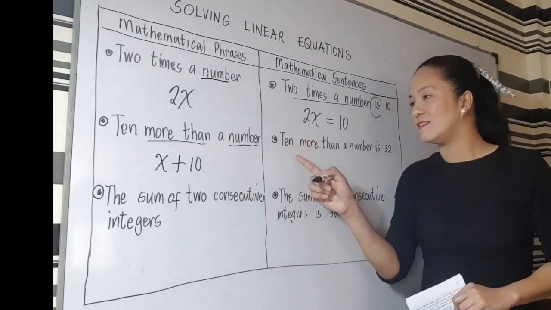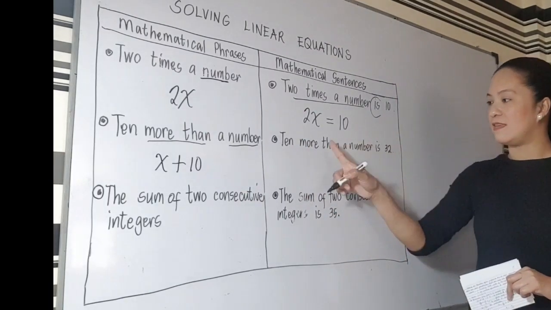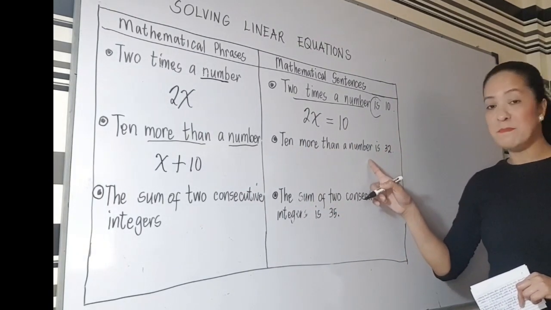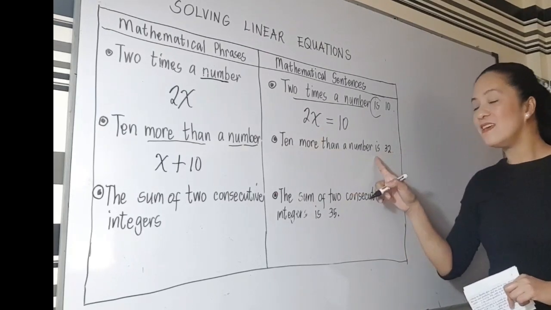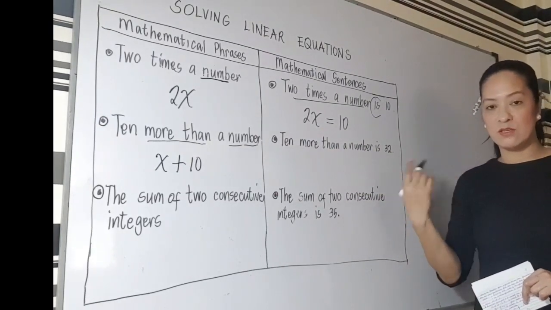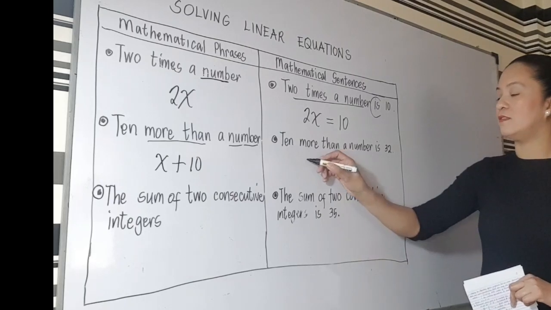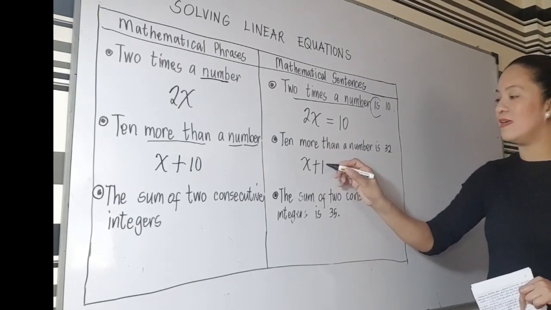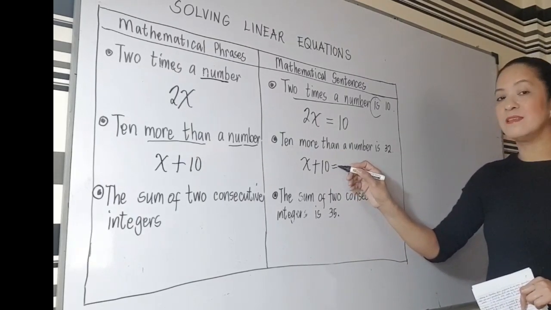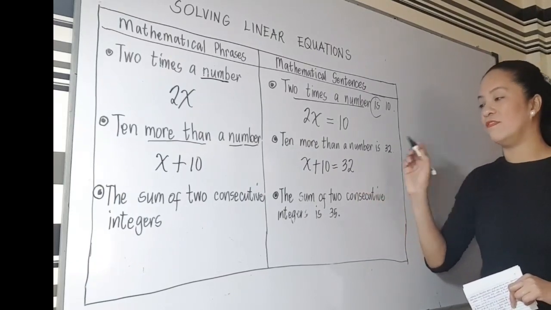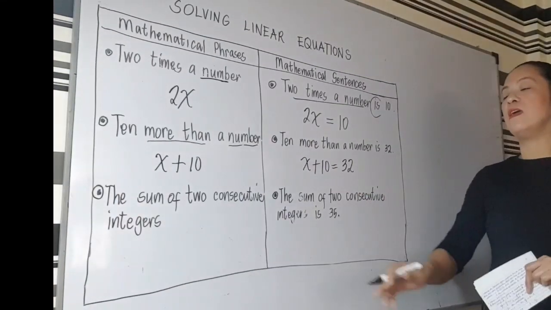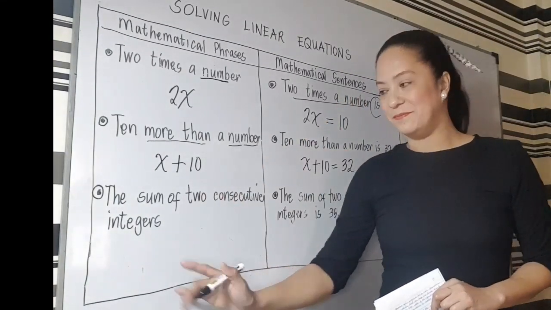Next, we have this sentence. 10 more than a number is 32. So how should we write it? So x plus 10 equals 32. Very good.